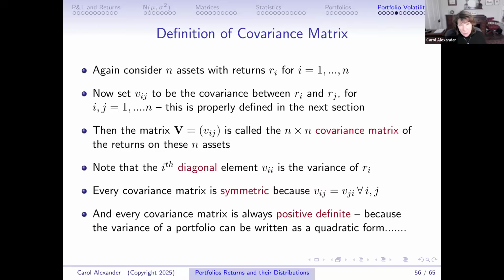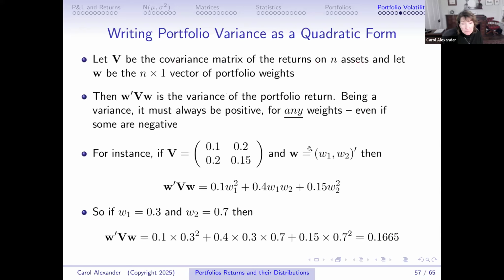That's because the variance of a portfolio can be written as a quadratic form. So we put in the weights as this, before we saw x prime Ax. Now x is going to be the vector of portfolio weights and A is going to be the covariance matrix. And whatever the weights in the portfolio, we've always got to come up with a positive number for the variance of the portfolio. So let V be this covariance matrix, and w now for the weights. w prime Vw is the variance of the portfolio return, assuming V is the covariance matrix of the returns.